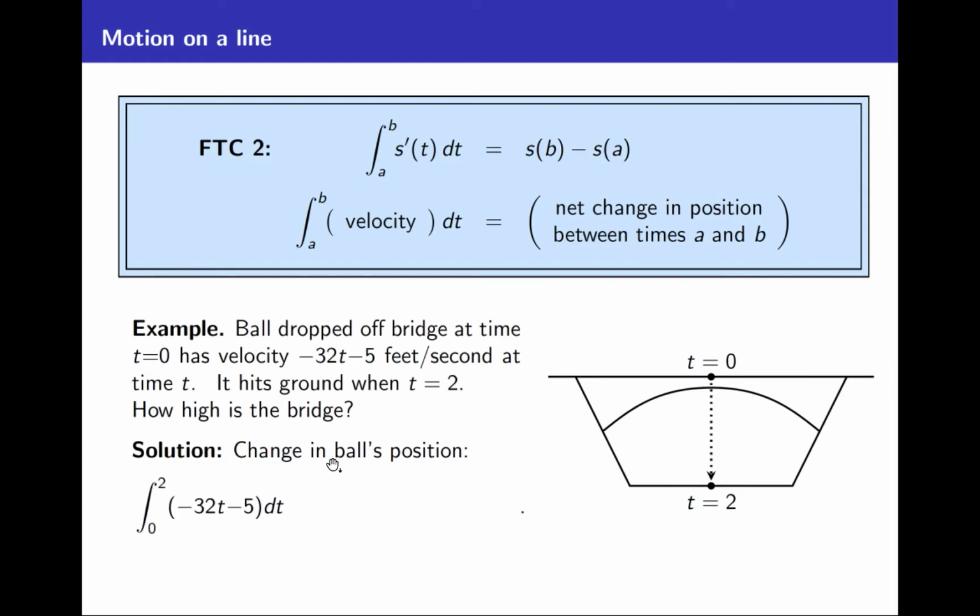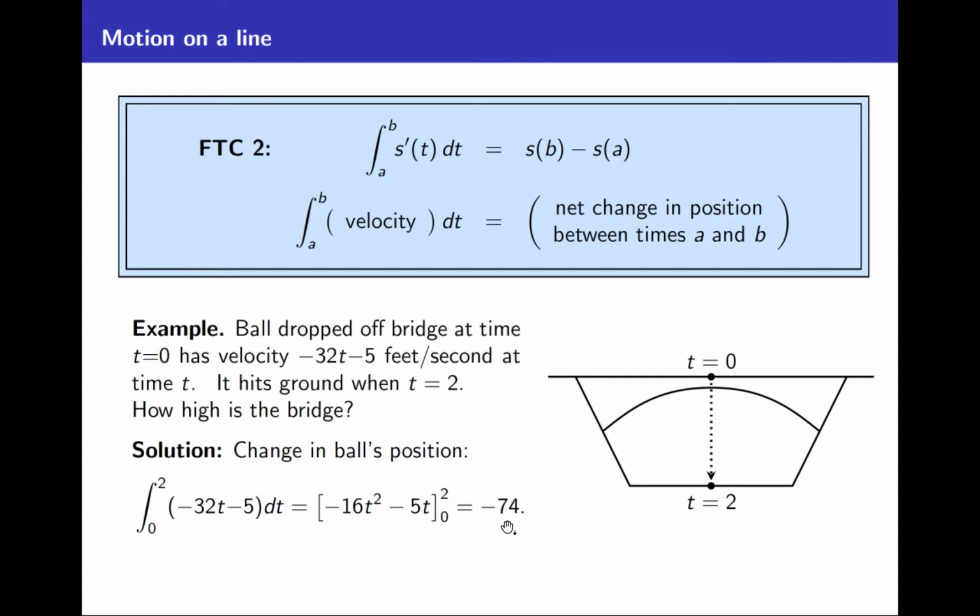Then the net change in position would be the integral from 0 to 2 of v of t dt. That's the integral from 0 to 2 of minus 32t minus 5 feet per second dt. And you can work out this integral very easily with the Fundamental Theorem of Calculus Part 2. Take an antiderivative of minus 32t minus 5 and go from 0 to 2, and you get an answer of negative 74. So the net change in position was negative 74. The position at time 2 minus the position at time 0 was negative 74 feet.